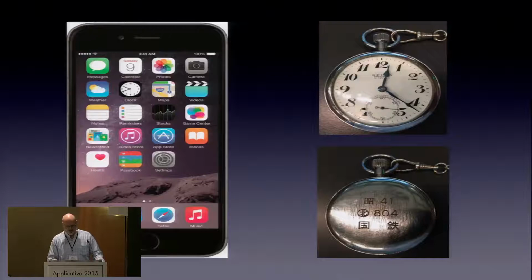So I'd like to show you two clocks. This is an iPhone. That's a crap picture of an iPhone that I pulled off the internet.